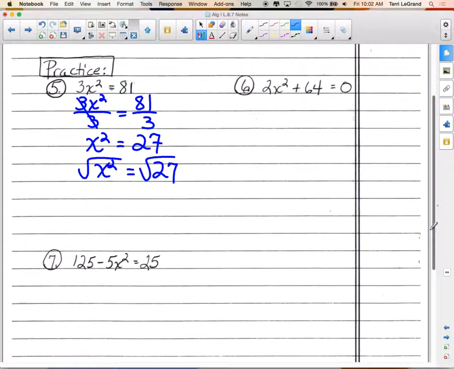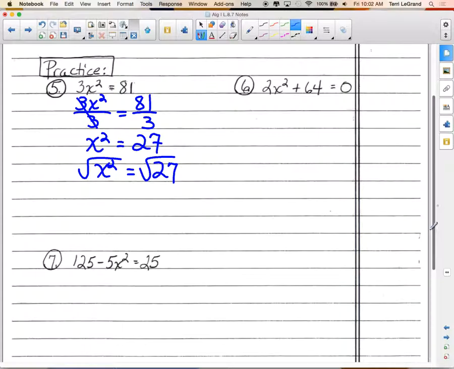Now, to give the simplified radical form, and I really want you to be able to do this without your calculator doing it for you. You're going to have to know how to do this next year in geometry. So, are there any perfect squares that divide into 27? Even though 27 isn't a perfect square, does it have any perfect square factors?